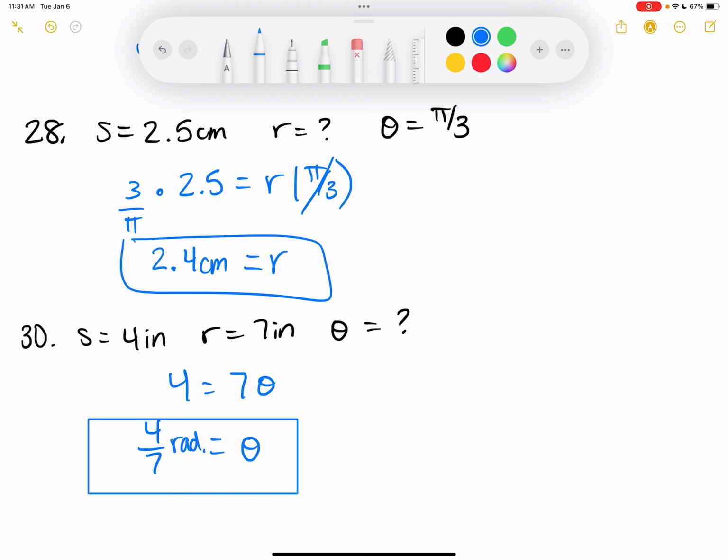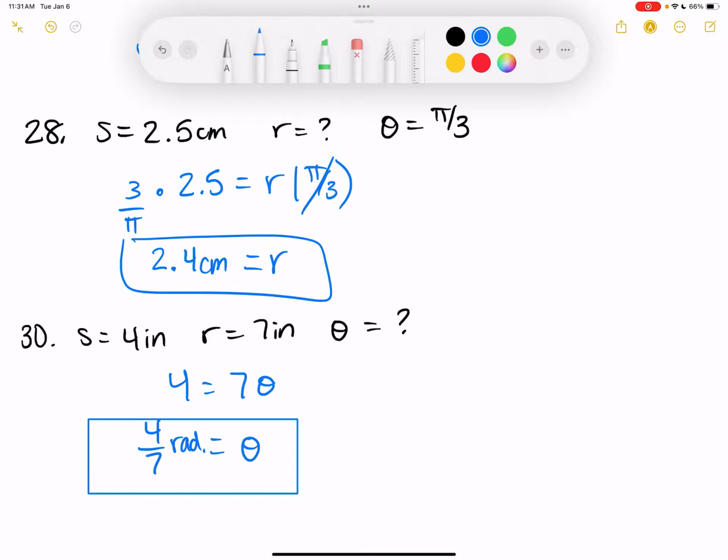What is the arc length? So think about like a pizza. Your arc length is the crust of your pizza, the outer edge of your pizza.